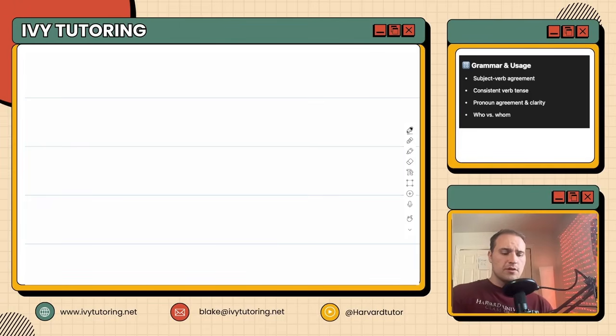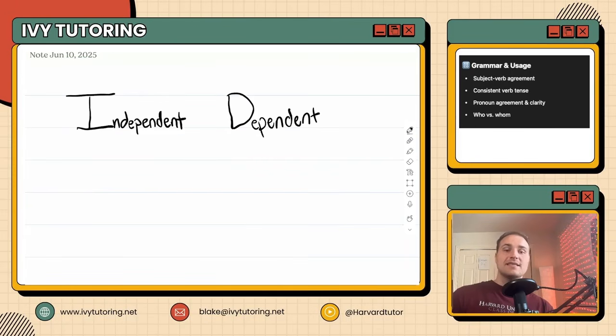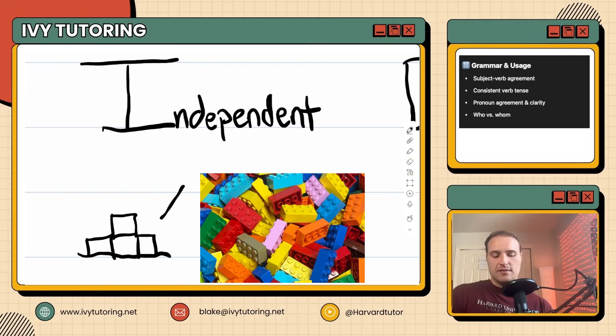Here we go. So the way I want you to think about the English exam is in terms of these two ideas. What are they? I and D. I stands for independent, as in independent clause, and D stands for dependent. Cool beans, why does this matter? I want you to think about the ACT English section like a block of Legos.